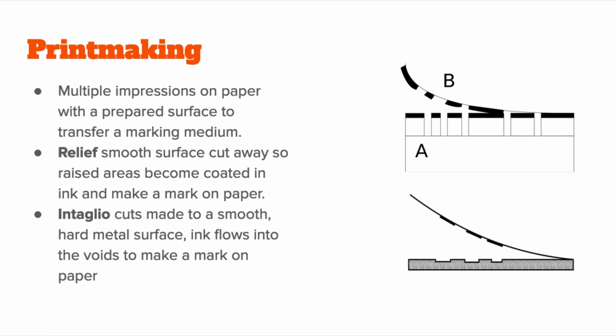There are really two categories of printmaking. You have relief printmaking and intaglio printmaking. Relief printing uses smooth and malleable surfaces such as wood, rubber, vinyl, or linoleum to create gouges.